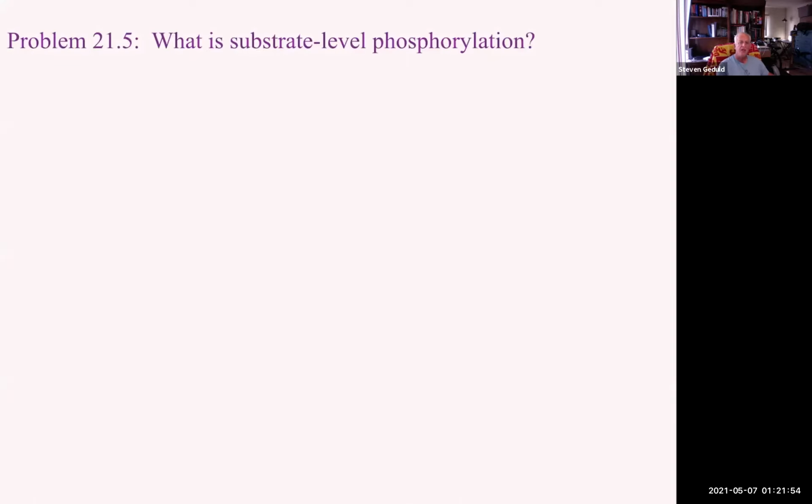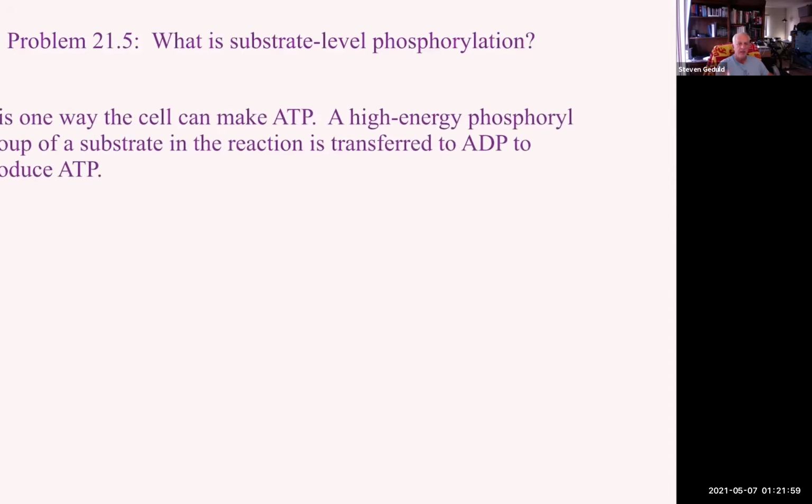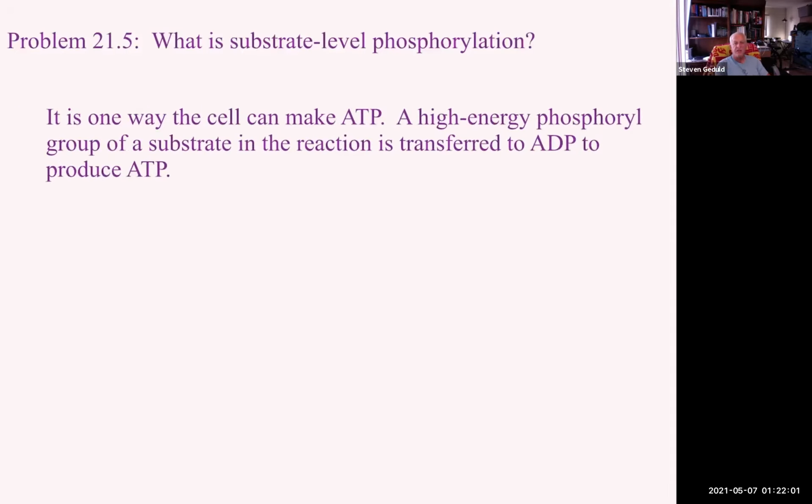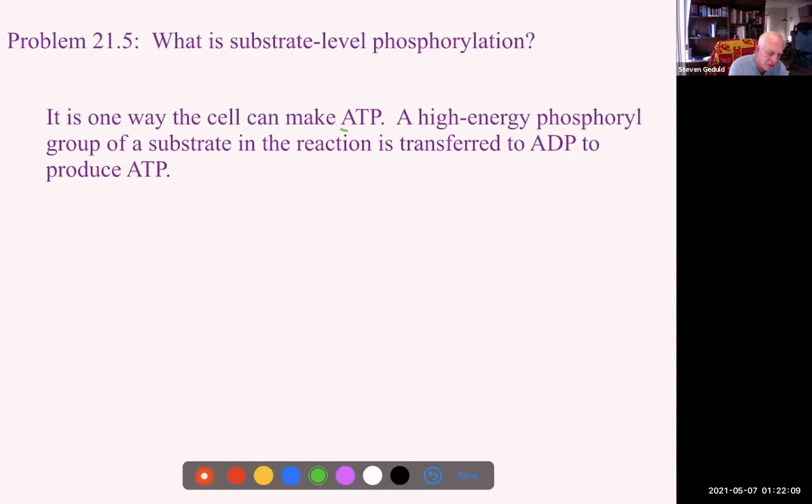So what is a substrate level phosphorylation, which we talked about? Okay. It's one way the cell can make ATP. As we break the substrate down, we phosphorylate it, and we use that to produce ATP. A high energy phosphate group of a substrate in the reaction is transferred to ADP to produce ATP. Okay, so that's our substrate level phosphorylation. We end up phosphorylating ADP into ATP, our high energy phosphate bond.